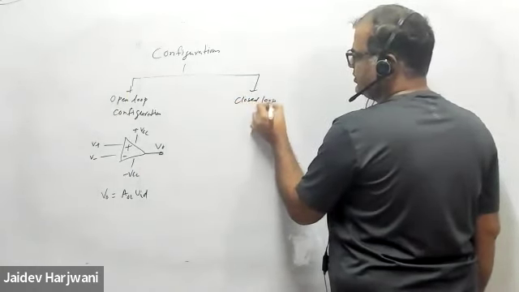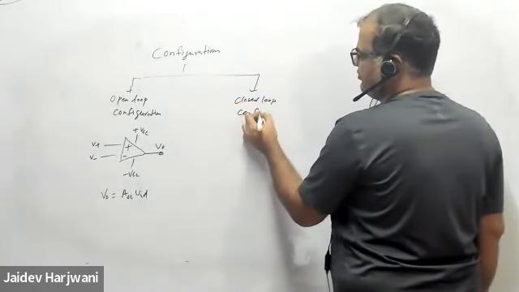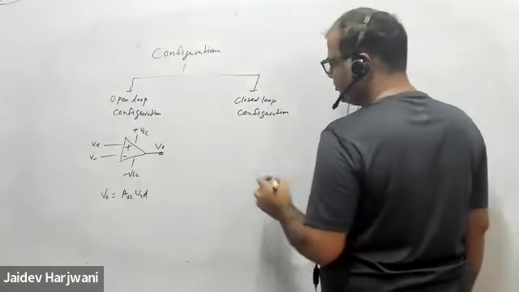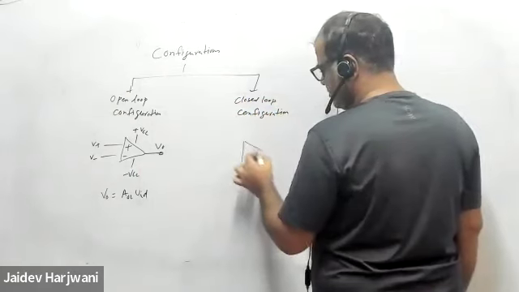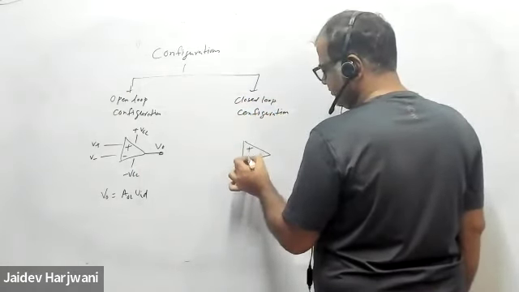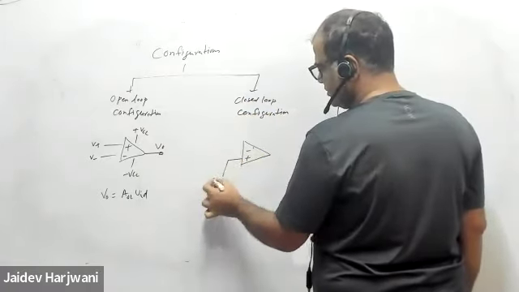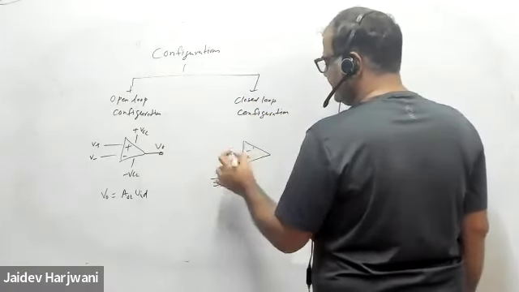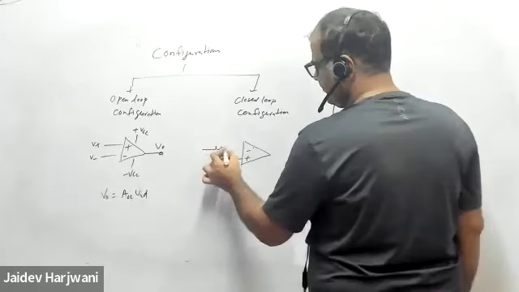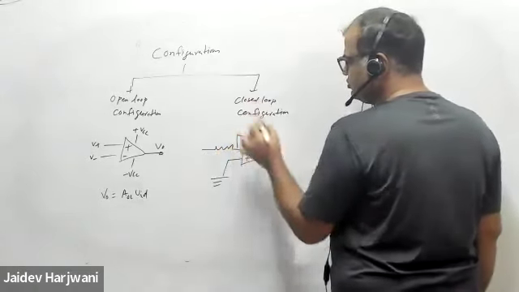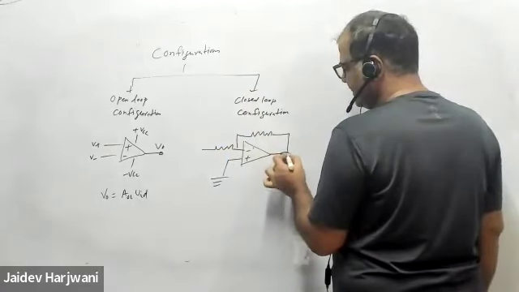Closed loop configuration means you have this as your minus, plus, and this will be grounded. If feedback is present, it is called closed loop, meaning there will be feedback.